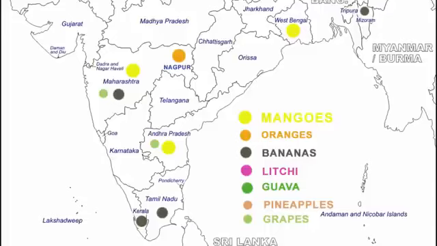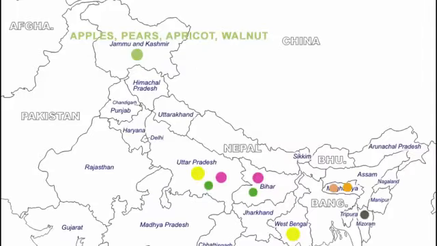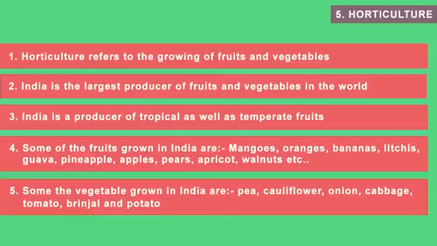Just have a look at this map. You will find all the places being marked which grow the respective fruits. India also produces a lot of vegetables. The important ones are pea, cauliflower, onion, cabbage, tomato, brinjal and potato. So with this, we cover the entire horticulture crop.